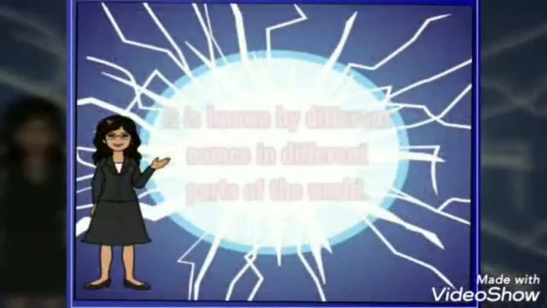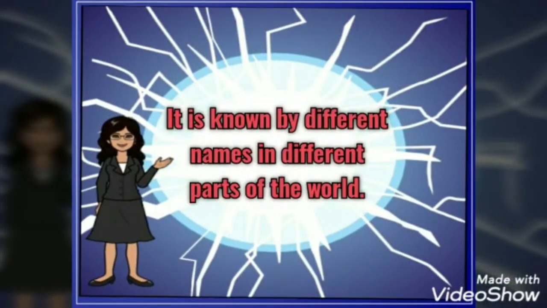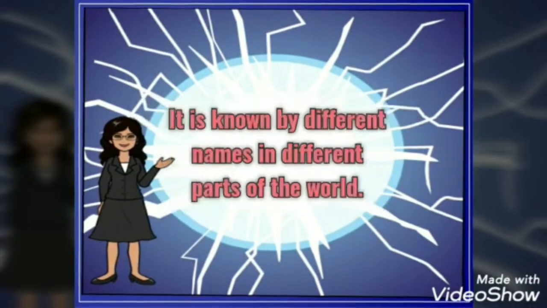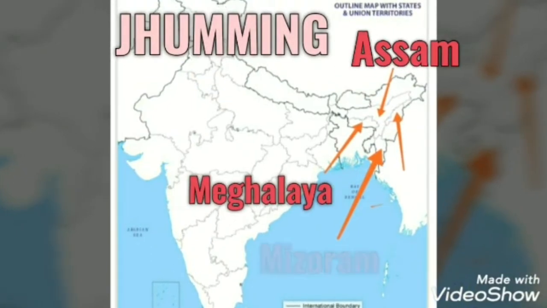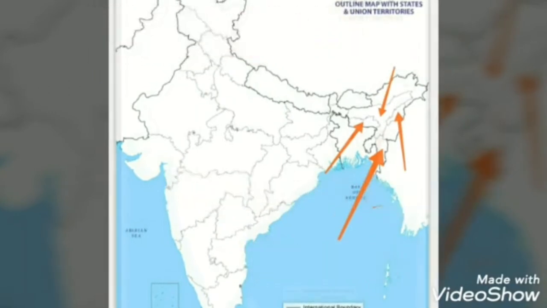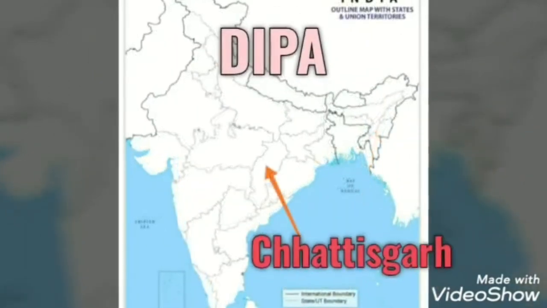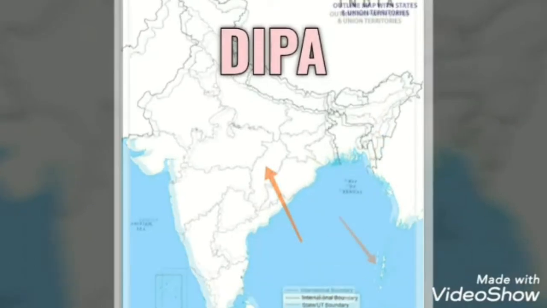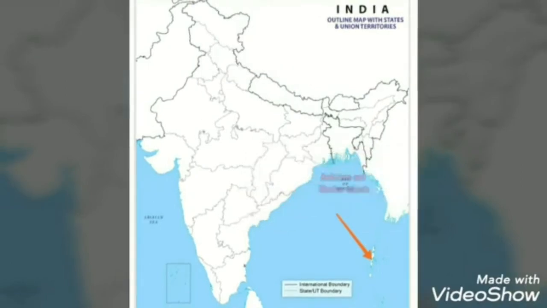It is known by different local names in different parts of the world, such as jhuming in northeastern states like Assam, Meghalaya, Mizoram and Nagaland, Pamlao in Manipur, Deepa in Bastar district of Chhattisgarh and in Andaman and Nicobar Islands. Hope this is clear to you.